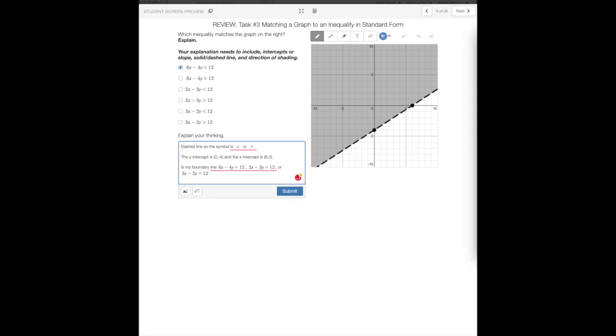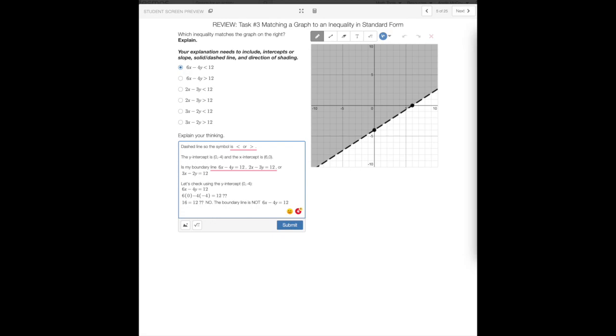I'm going to check the first boundary line. I plug in x equals 0 and y equals negative 4, and I'm checking, does that equal 12? 6 times 0 is 0. Negative 4 times negative 4 is a positive 16. 16 equals 12? No, it doesn't. So the boundary line cannot be this. So I can eliminate these two, and I'll come back and adjust my guess.